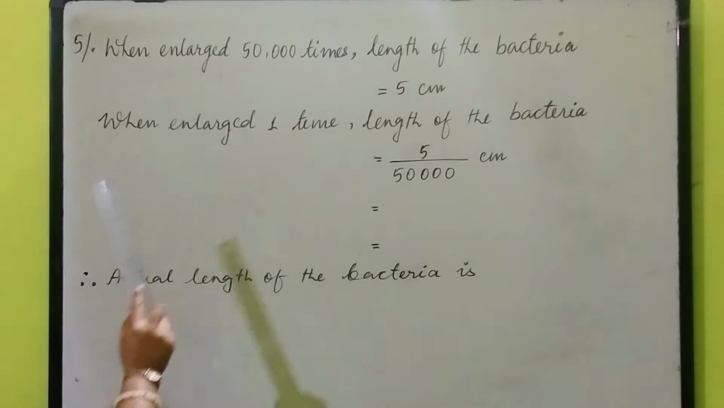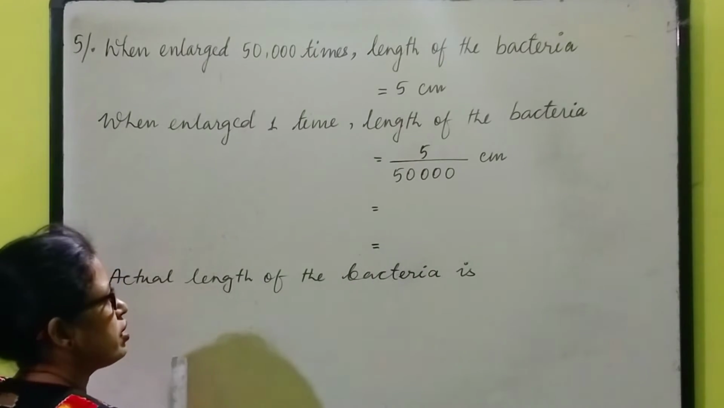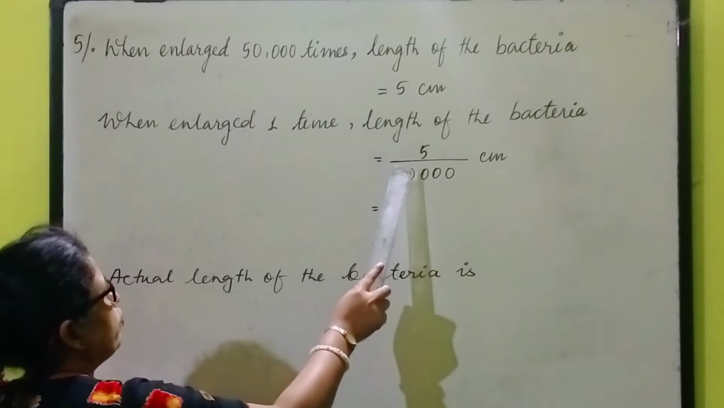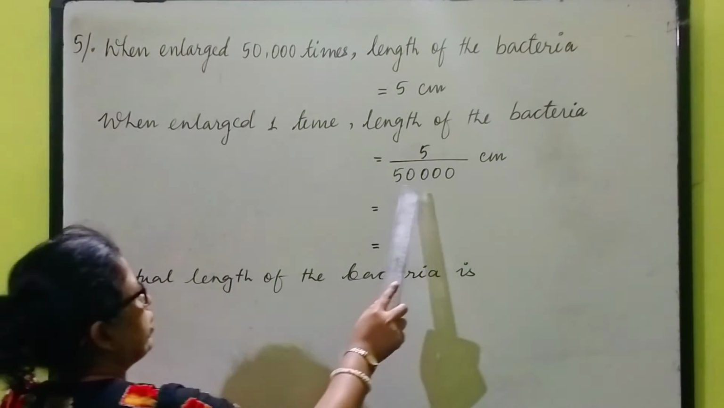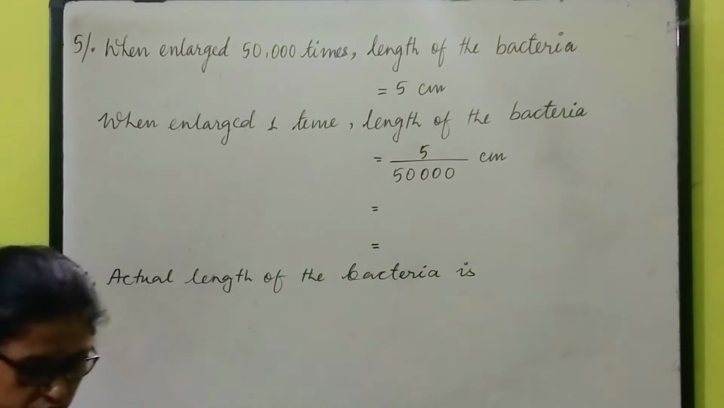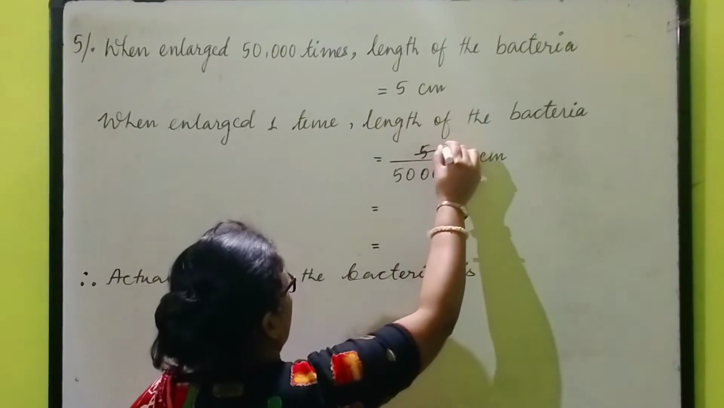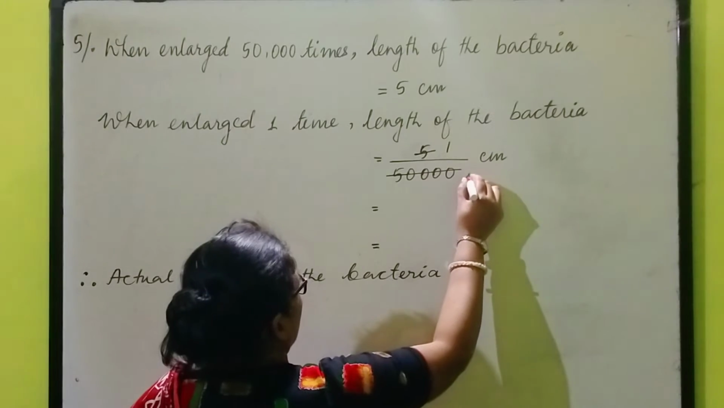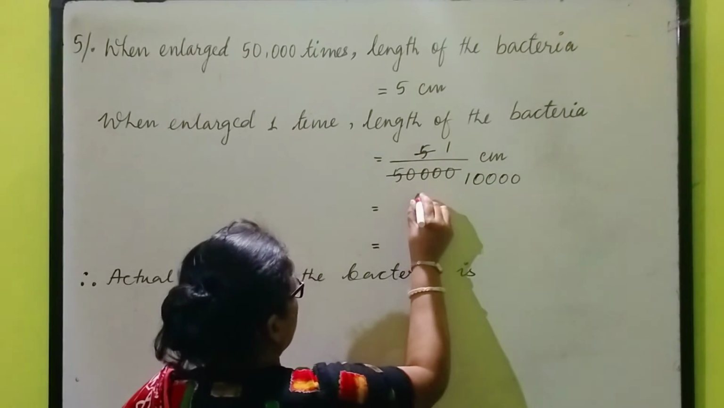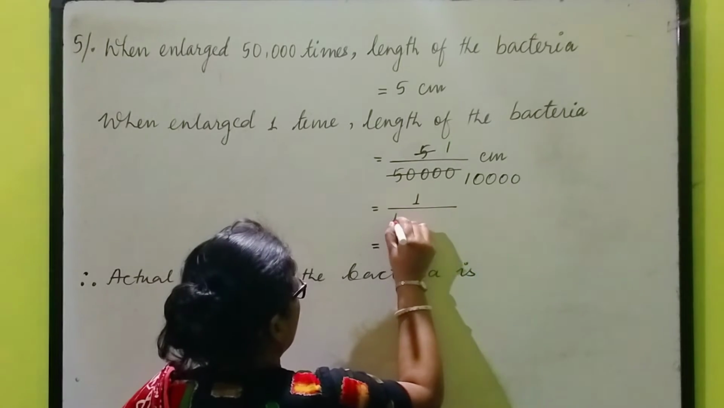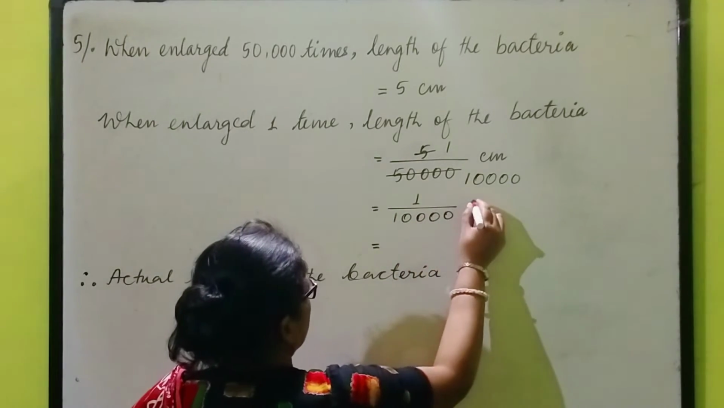Now, when enlarged one time, length of the bacteria obviously decreases. So, 5 divided by, in place of 50,000 you have written 1, so divided by 50,000 centimeter. Clear to me? Okay? That means what? 5 divided by 50,000 is 1 by 10,000 centimeter.